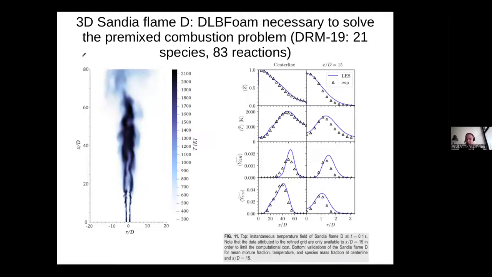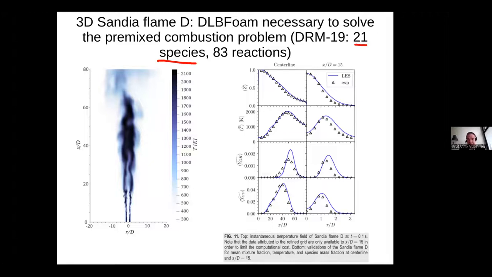Then furthermore, as a last example we showed in this paper was a premixed flame, the 3D Sandia flame D. It's an old test case. And also there, the DLB foam was completely necessary to actually solve this combustion problem. We were not able to complete the simulations with the GRI mechanism, but we used a reduced DRM19 mechanism with 21 species and 83 reactions to match the species and temperature and mixture fraction or jet profiles between simulation and experiments.